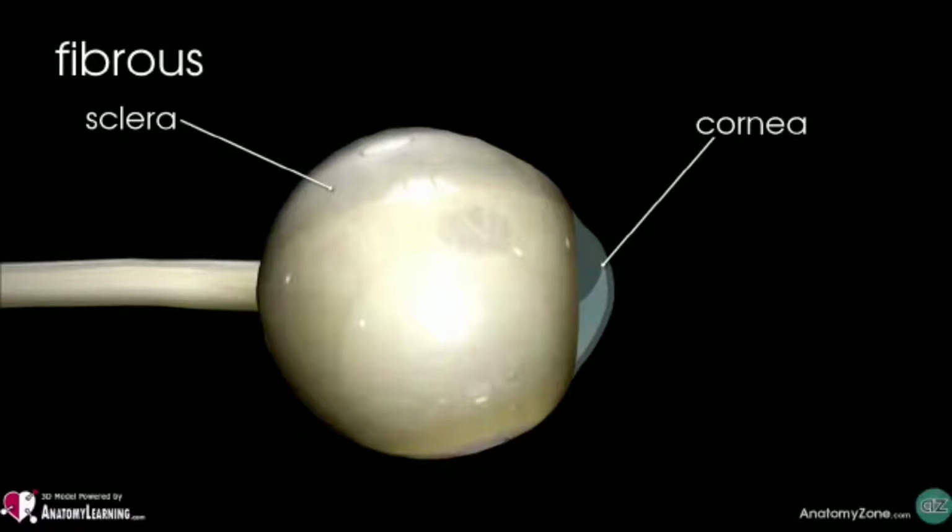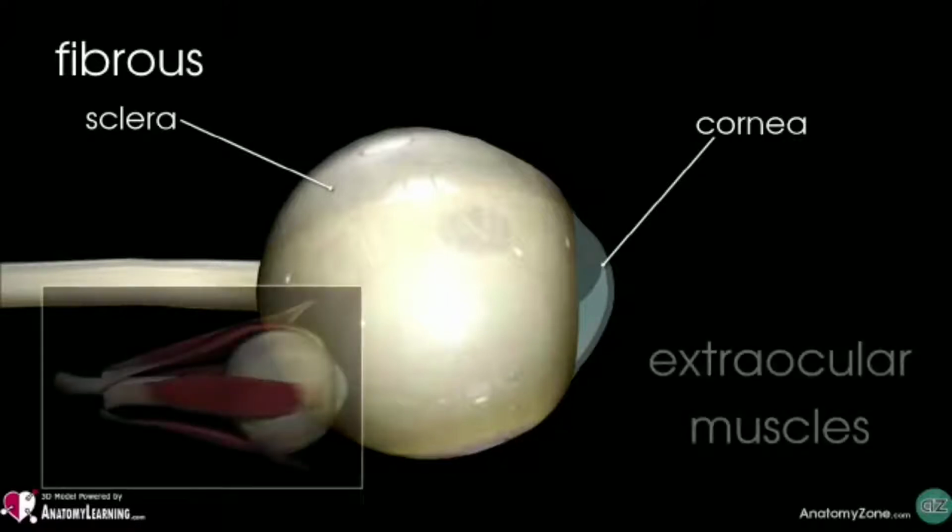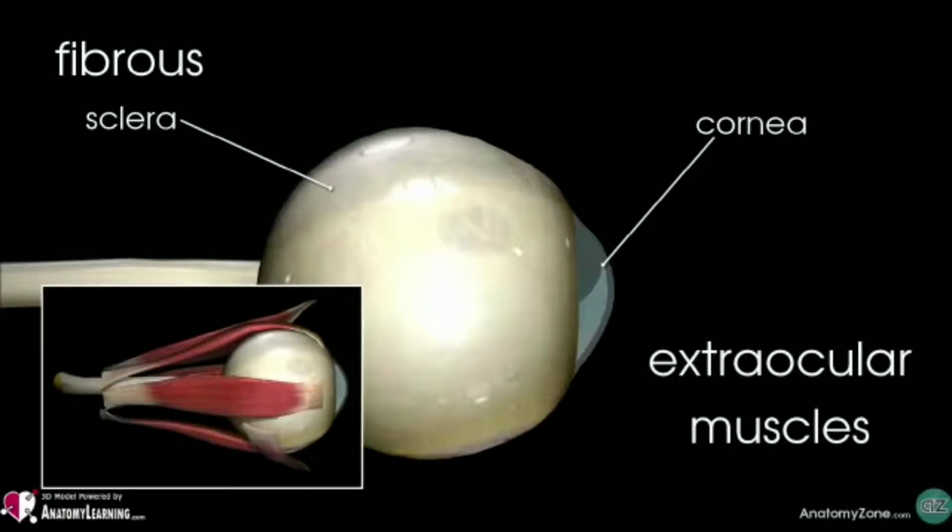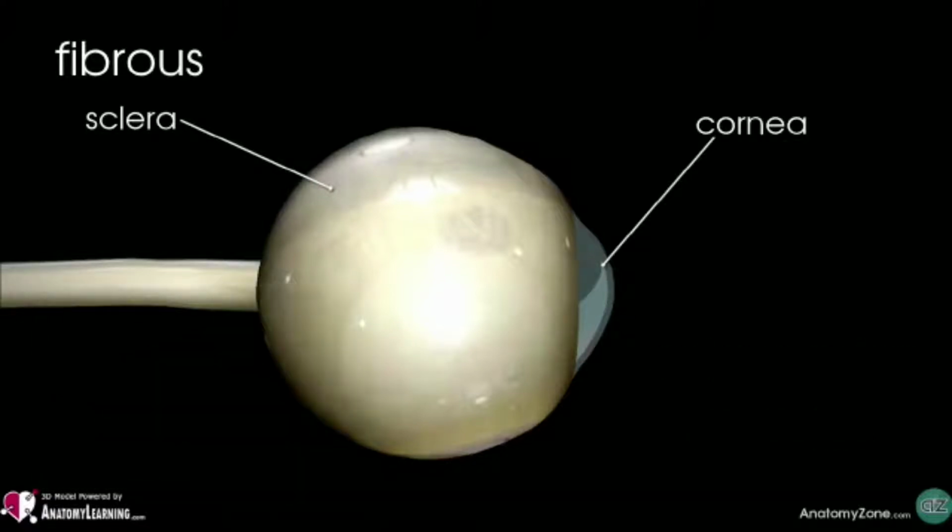The sclera comprises the majority of the fibrous layer, approximately 85%, and provides attachment to the extraocular muscles. The extraocular muscles are responsible for the movement of the eye. Check out my previous tutorial for more information on these muscles. In addition, several vessels and nerves penetrate through the sclera, including the optic nerve, which you can see here posteriorly.